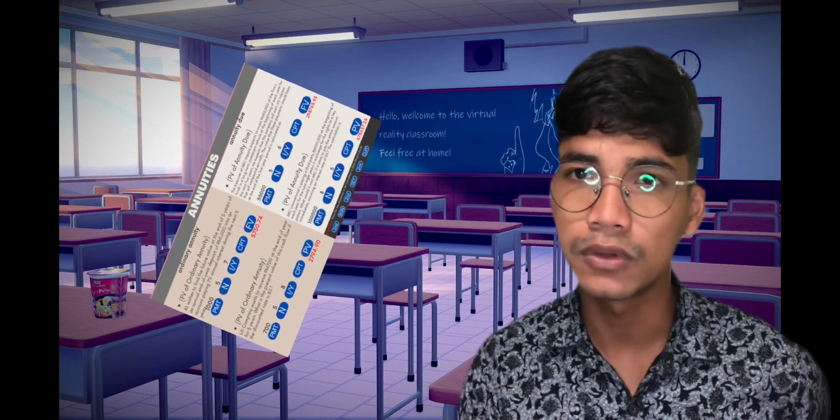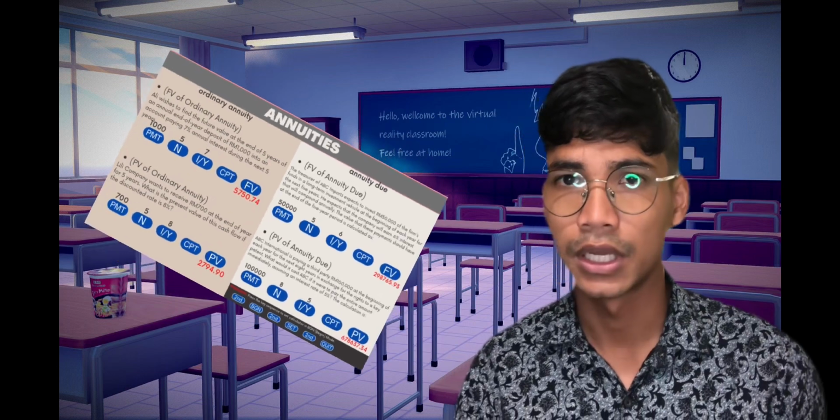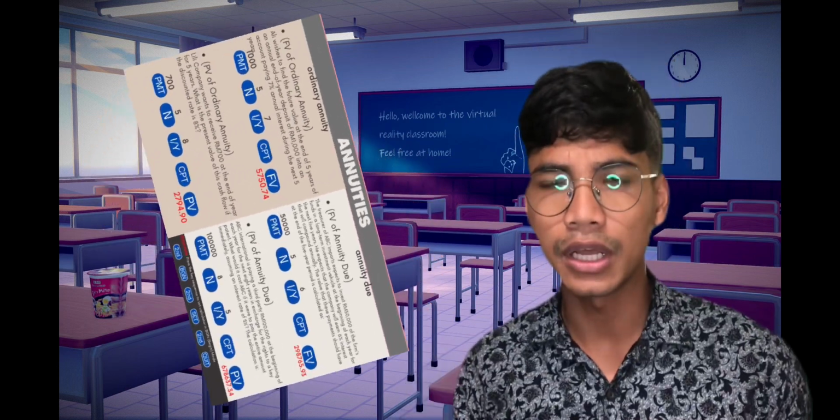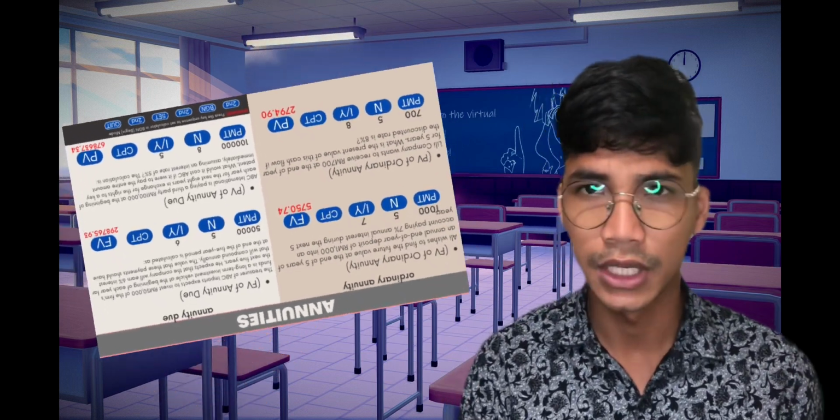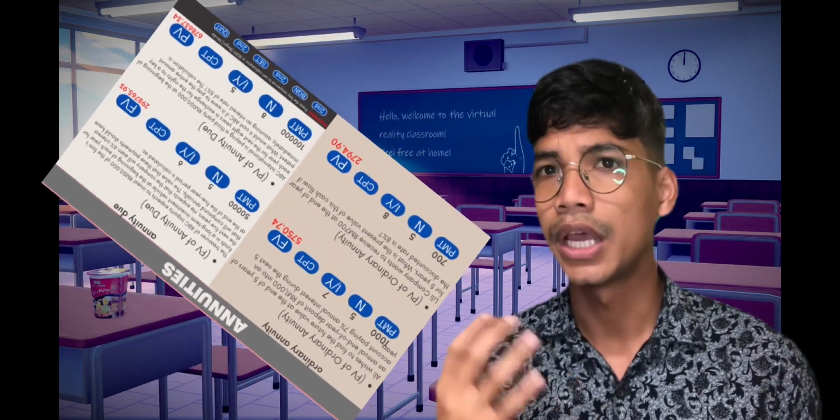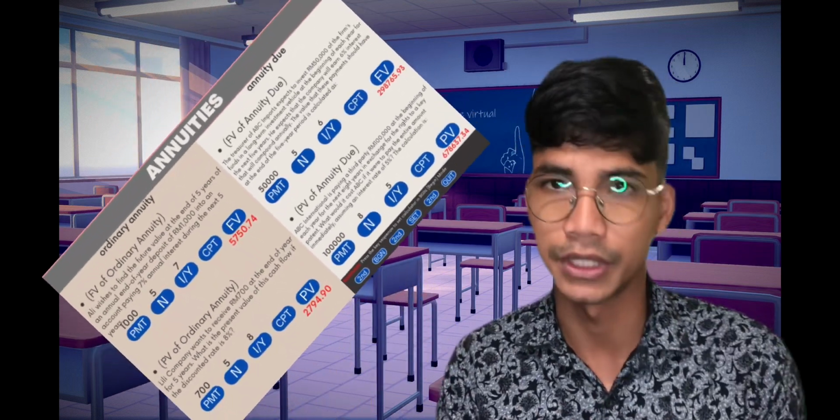Next is annuities. An annuity is a stream of equal value cash flows over a specific period of time. These cash flows are usually annual but may also have other intervals, for example monthly, and may be inflows or outflows. There are two types of annuities. An ordinary annuity means cash flow occurs at the end of each period. The second one is annuity due, where cash flow occurs at the beginning of each period.